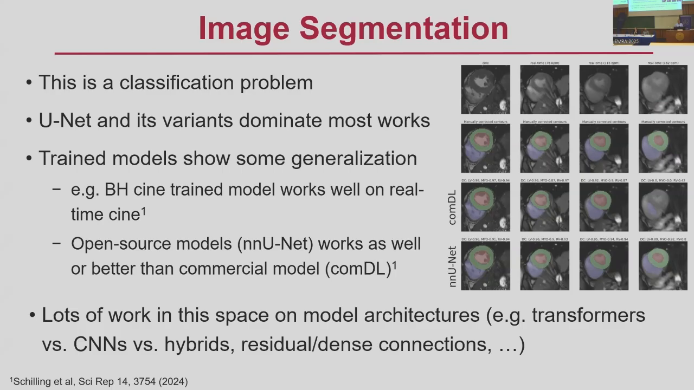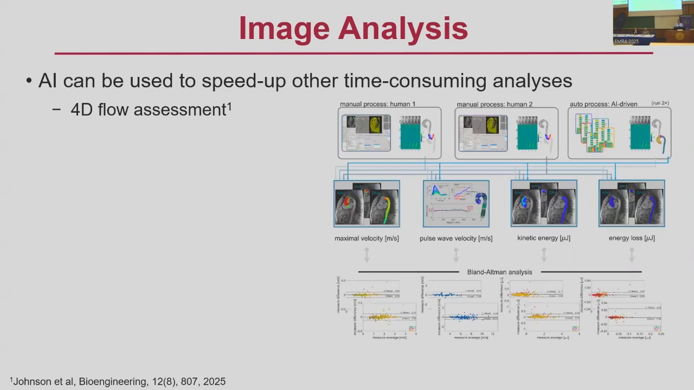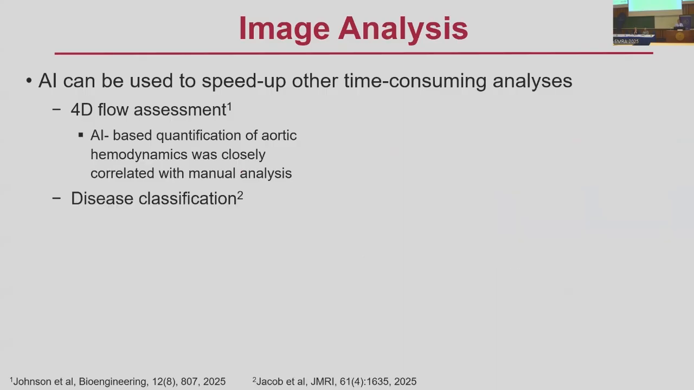And there's a lot of work in this space for model architectures using transformers instead of convolutional neural networks or some hybrids, and then other connection types like residual and dense connections. It's also useful in speeding up time-consuming analyses, like 4D flow assessment, and we saw this in the earlier session too. How can you go from the 4D phase contrast MRI data to the velocity maps quickly? There's some work in this, and it shows that AI-based quantification is closely correlated with manual analysis.